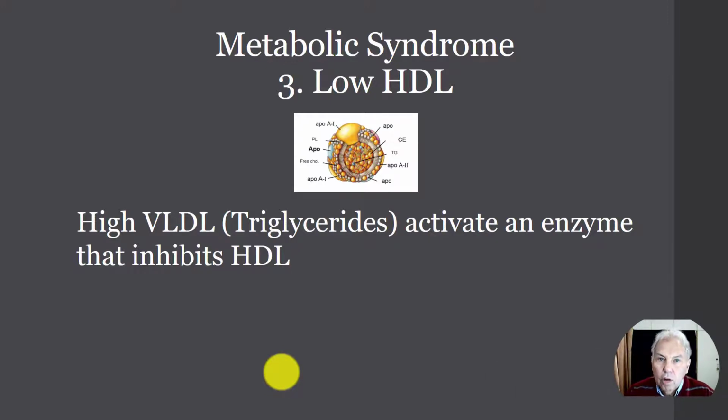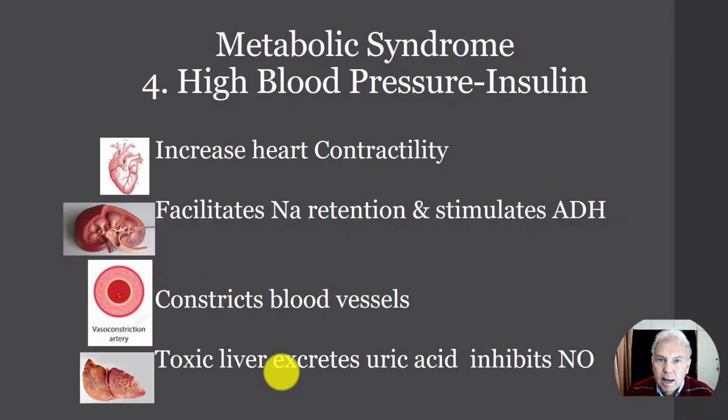So when you're looking at a lipid panel, these are the 2 most important values: the level of the triglycerides, the level of the HDL, and more importantly, their ratio to each other. And a ratio of 1 or less is ideal.